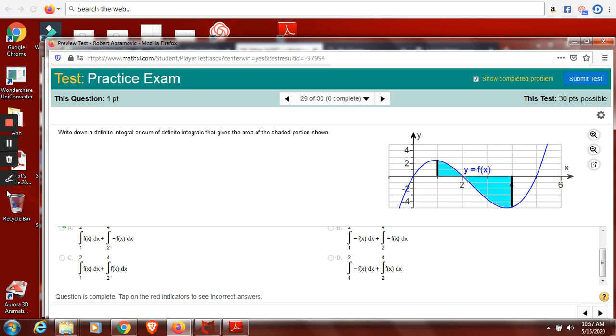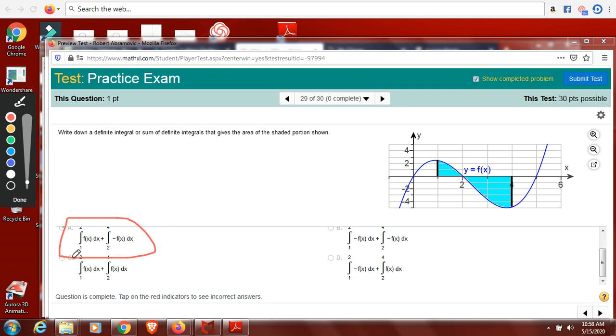Now, when x is between 2 and 4, the function is negative. That means the negation of the function put in the integrand of the definite integral between the bounds of 2 and 4 will give us the area of this second blue region here. And that's why answer choice A is correct, because the definite integral of the function between the bounds of 1 and 2 gives us the area under the curve between 1 and 2. However, because the function is negative, the definite integral of that function when x is between 2 and 4 will give us the signed area, the negation of the area between the x-axis and the curve.